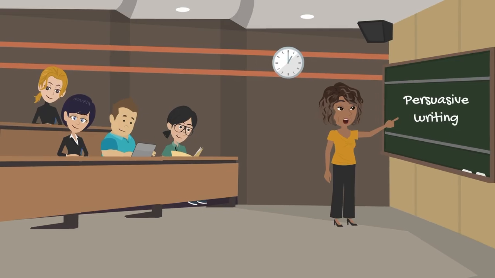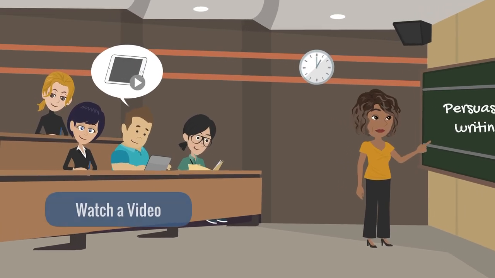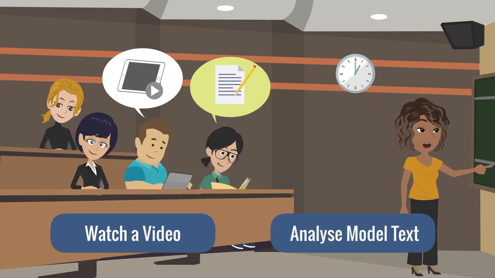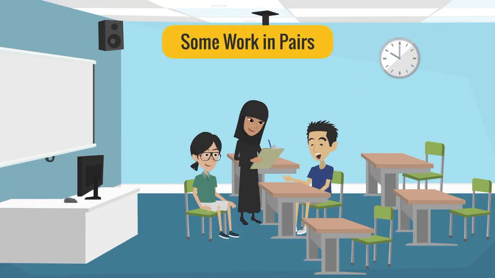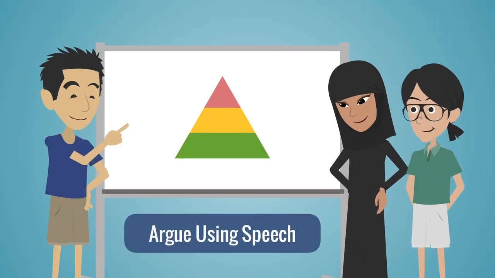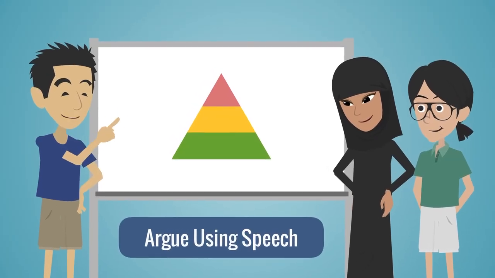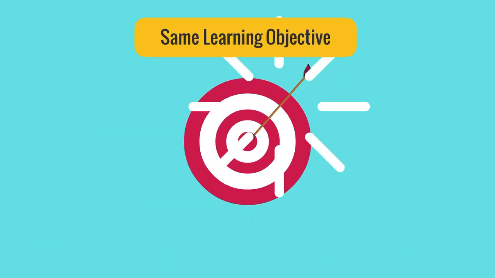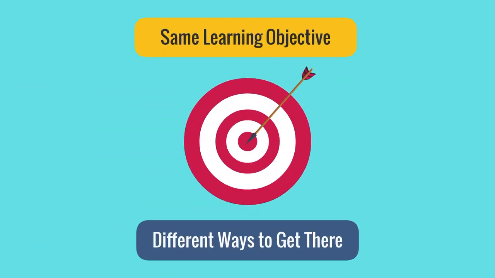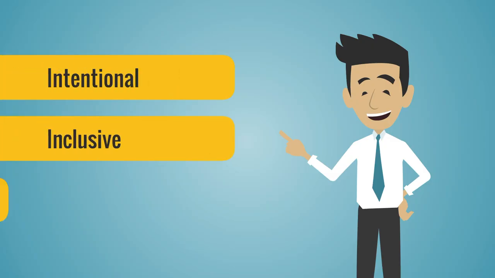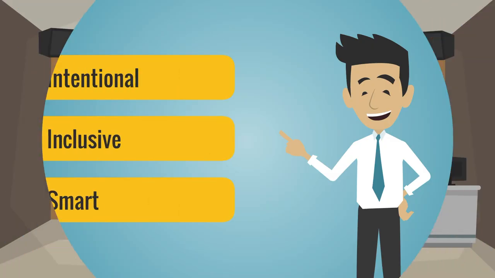So how does this work in a real classroom? Let's say you're teaching persuasive writing. Some students might watch a video breakdown. Others might analyse a model text. Some work in pairs. Others work solo. One student presents their argument as a speech. Another designs a poster. Same learning objective. Different ways to get there. That's differentiation. It's intentional, inclusive, and smart.